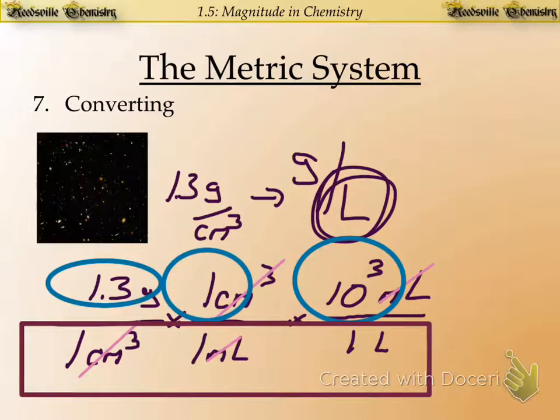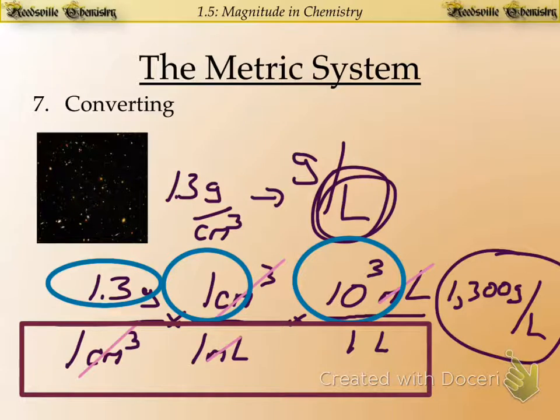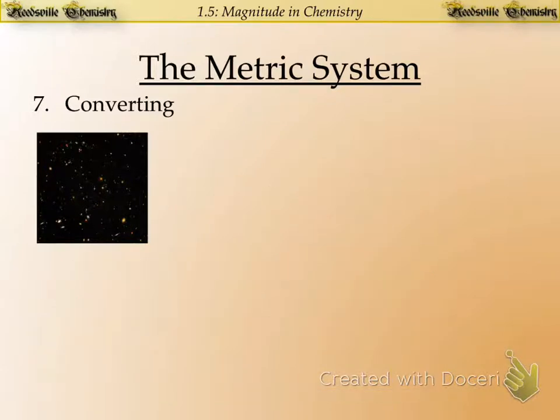So that's awesome. So 1.3 times 1,000. Can we do that? I think we can. That's 1,300 grams per liter. Awesome. You did a nice little conversion there. All right. Now let me get a little huge for you.